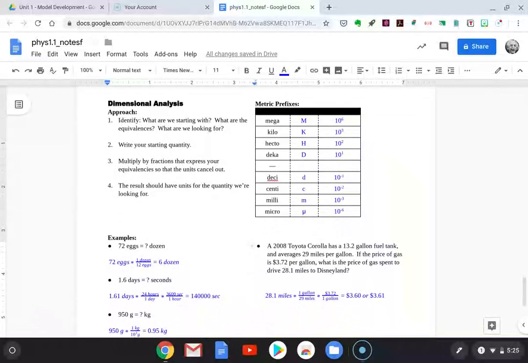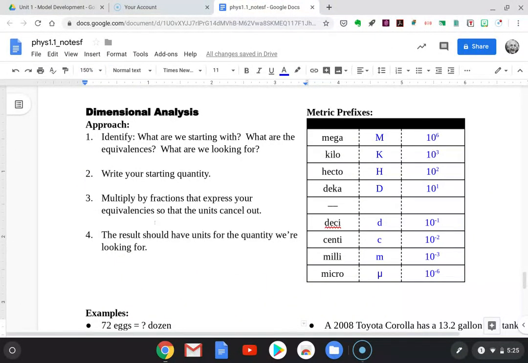Okay, guys, let me see if I can zoom this a little bit more for you here. Oh, there you go. So we just needed to finish up our notes, which we didn't quite finish yesterday.